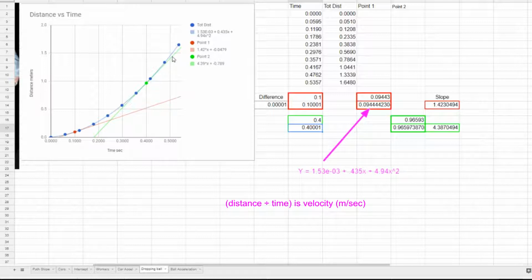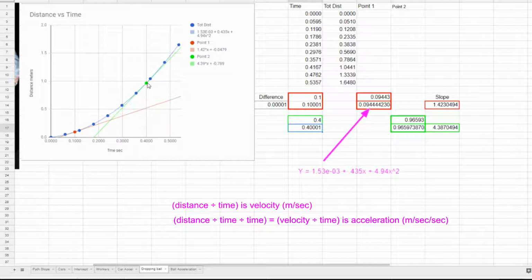The velocity at the green point at 0.4 seconds was 4.387 meters per second. The velocity at this point at 1/10 of a second was 1.432 meters per second. But this is exactly what you would expect. The longer the ball falls, because it's accelerating, the faster it's going. That's what these slopes are telling you. And you notice that as you watch this curve go up, the slope keeps increasing. That's the velocity increasing due to the acceleration of gravity.